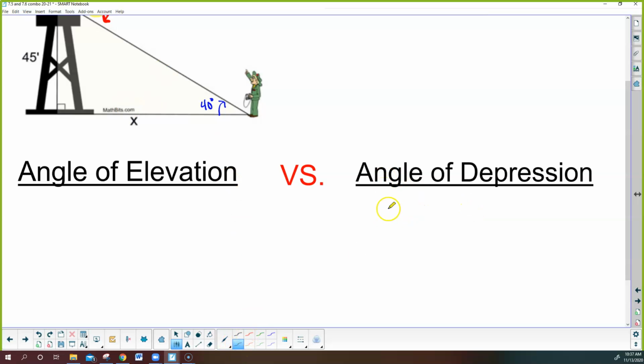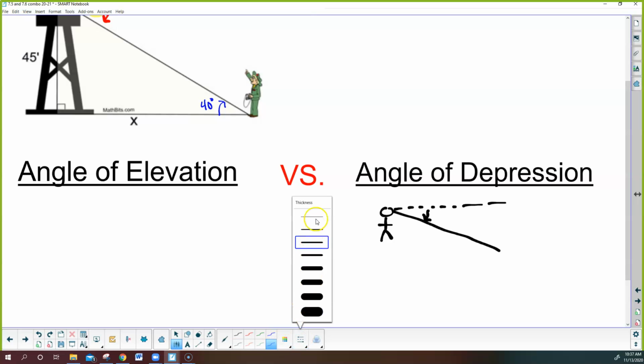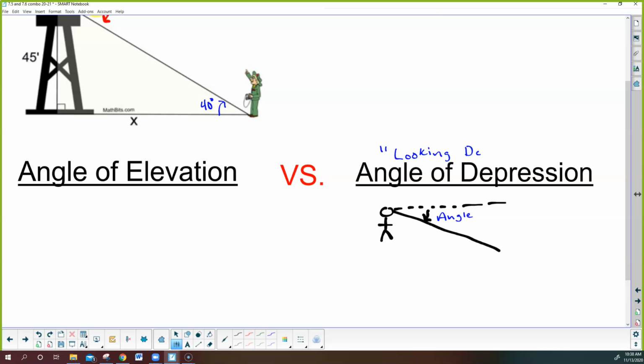But when you say angle of depression, you can picture somebody originally looking out and then they look down. And that is the angle of depression right there. All right. Now, I think of angle of depression as looking down. Okay. Angle of elevation, I think of it as looking up.